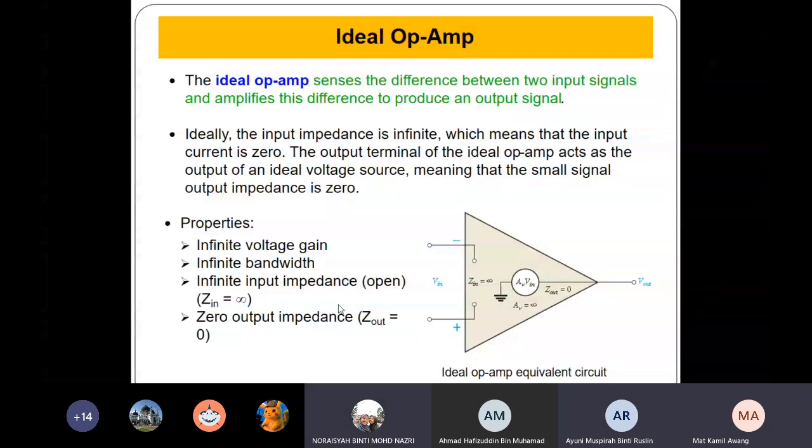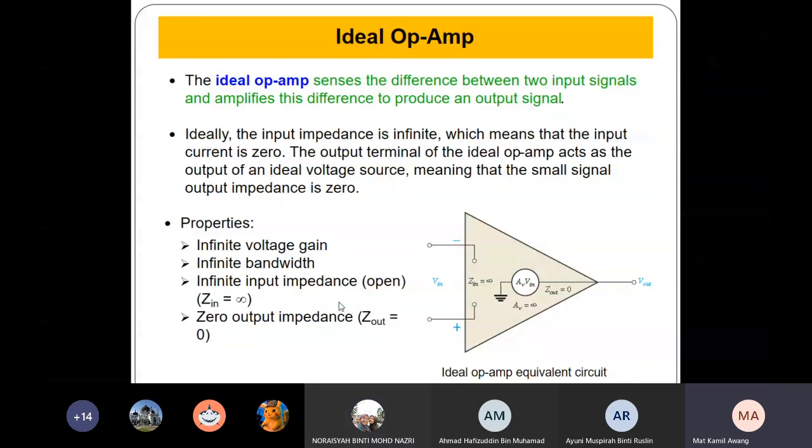Any questions so far? No, sir. No question. What is this ideal op-amp, sir? Do we normally use practical or ideal? Practical. Where is there an ideal one? So ideal doesn't exist, sir? Normally no. There is no ideal op-amp. It's all practical op-amp. But ideal is actually a model.